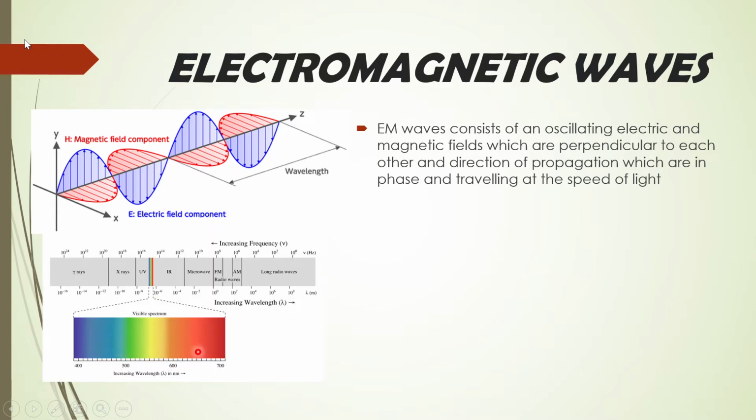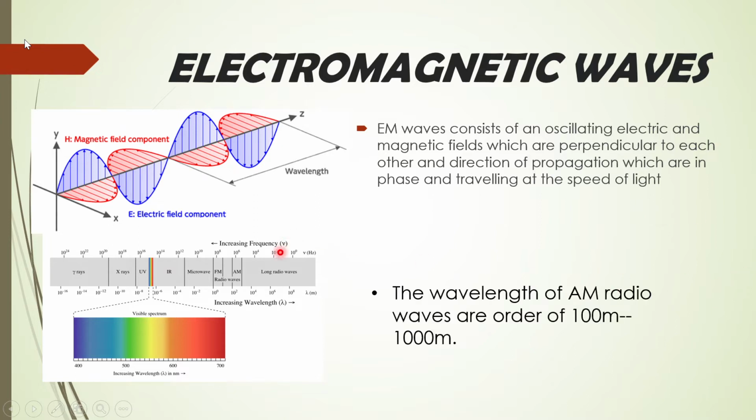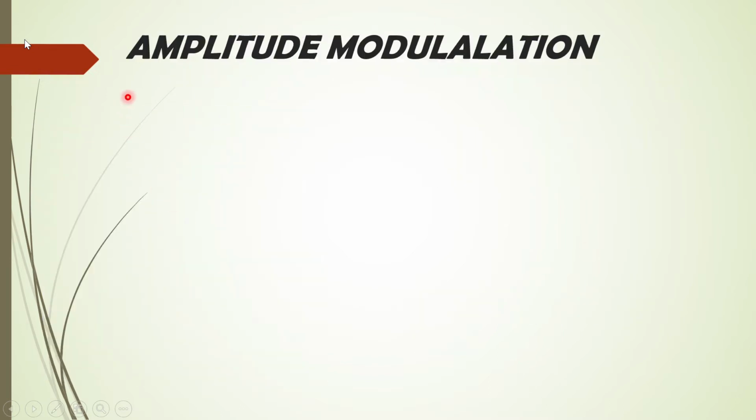So this is the electromagnetic spectrum, and we are just concerned with the radio wave part of the spectrum. The order of wavelength of AM waves is basically 100 to 1000 meters, as we can see in this diagram. So what is amplitude modulation and why do we need it?